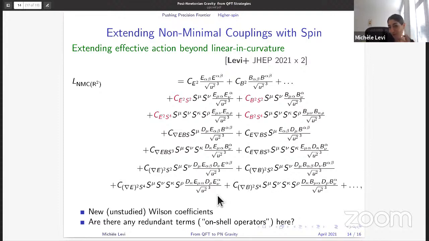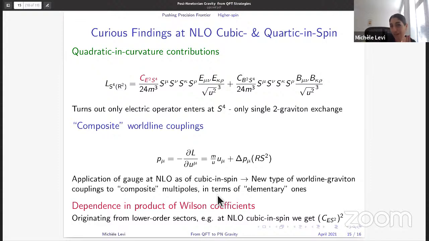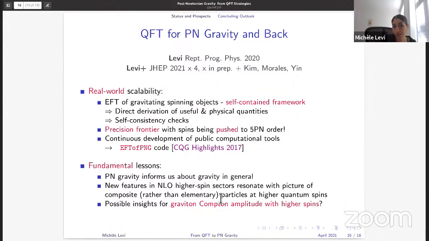Basically, we don't even know if some of them are on shell yet. We don't know it yet. So in general, I'll just say that we have curious findings already at this next to leading order in higher spin sectors, and they're still under investigation. We really have to proceed a lot in order to see what they mean. And I'll just conclude. Thank you for your patience.